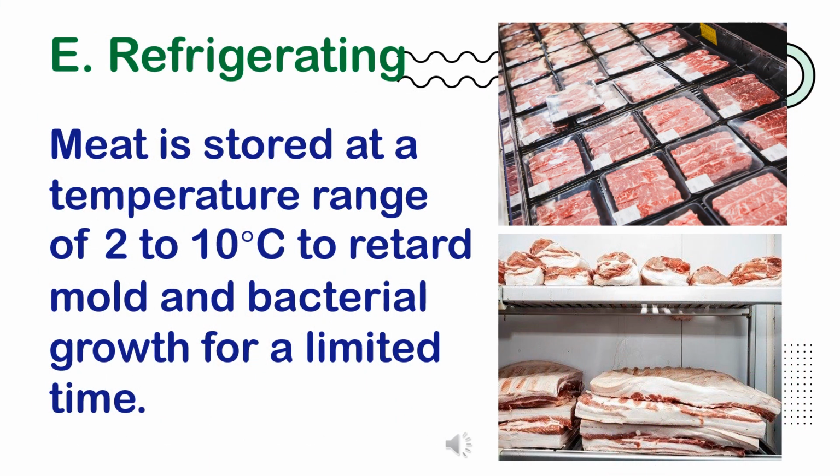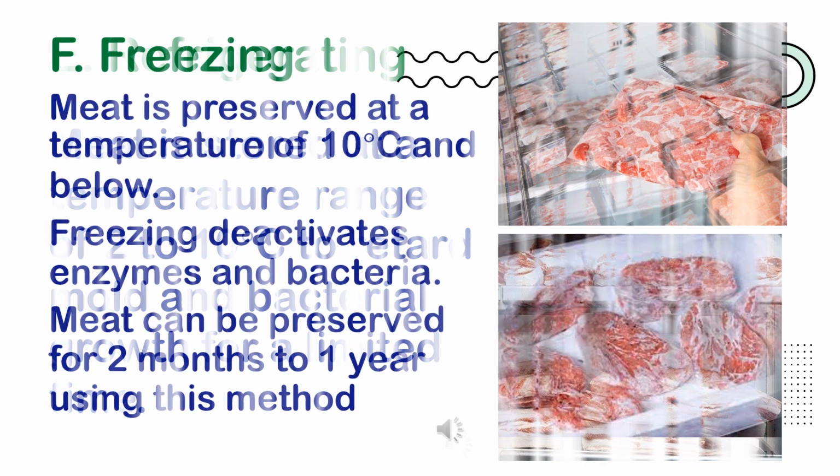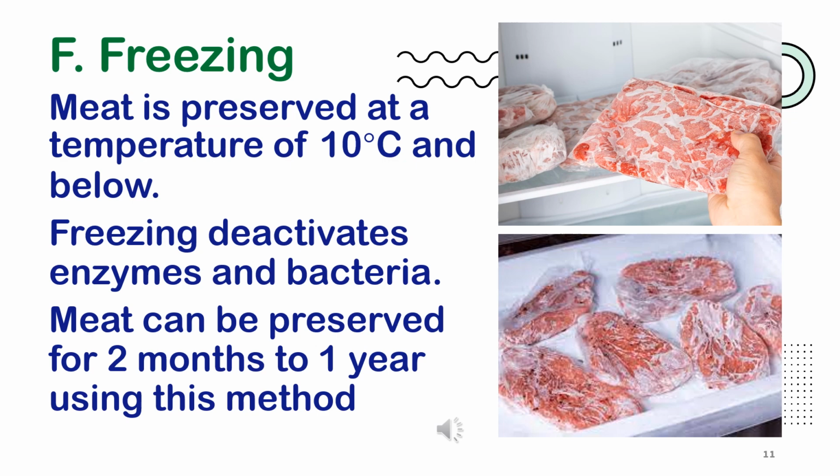E. Refrigerating. Meat is stored at a temperature range of 2 to 10 degrees Celsius to retard mold and bacterial growth for a limited time. F. Freezing. Meat is preserved at a temperature of 10 degrees Celsius and below. Freezing deactivates enzymes and bacteria. Meat can be preserved for 2 months to 1 year using this method.